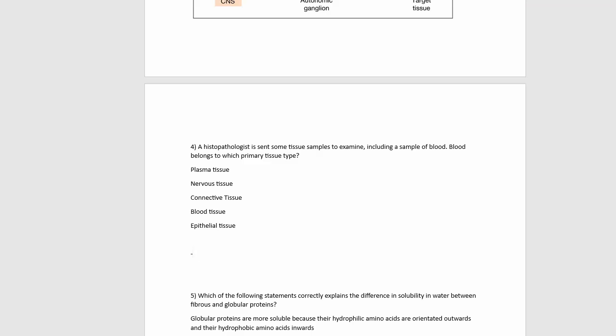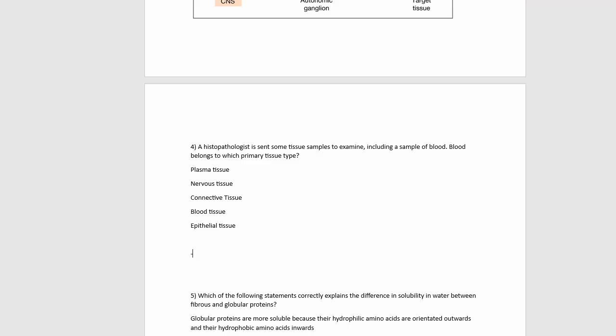Right. Question 4, again for me. A histopathologist is sent some tissue samples to examine, including a sample of blood. Blood belongs to which primary tissue type? Is that plasma tissue, nervous tissue, connective tissue, blood tissue, or epithelial tissue?